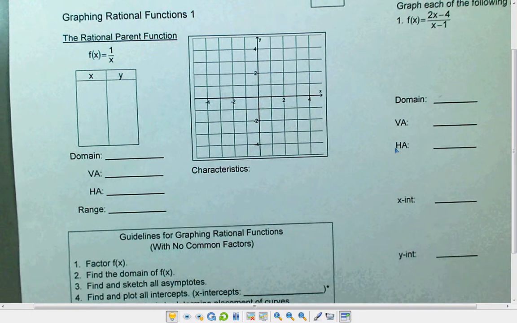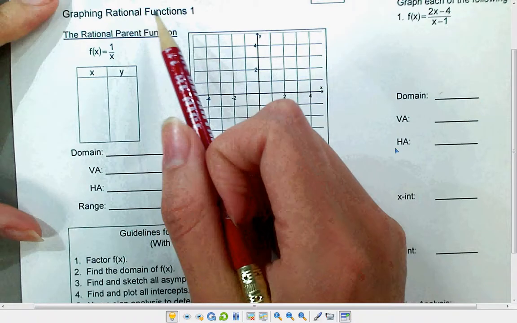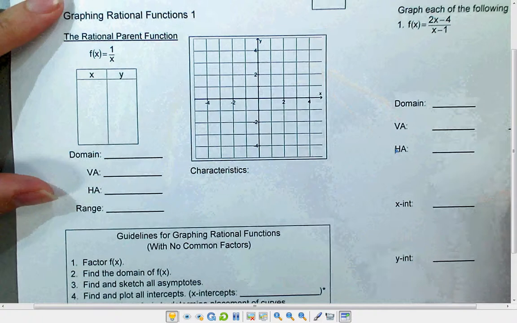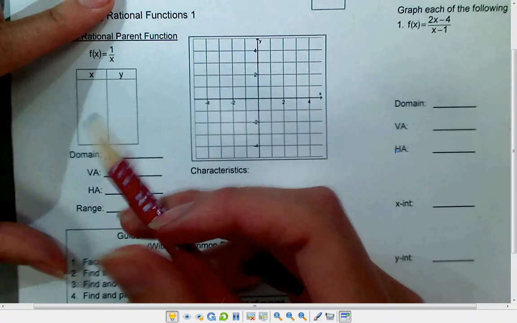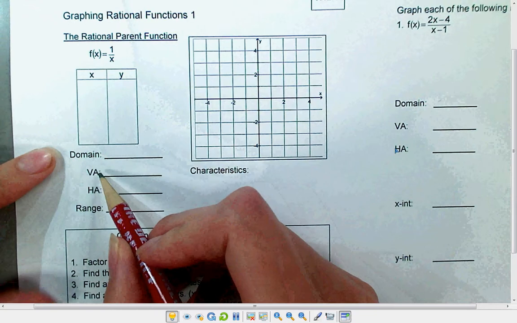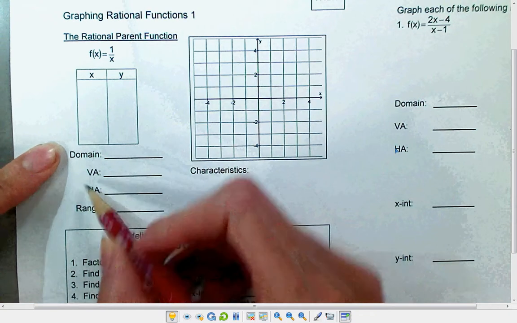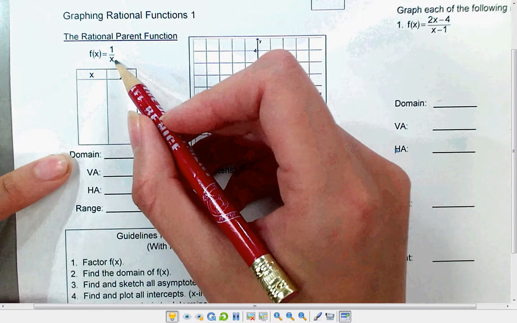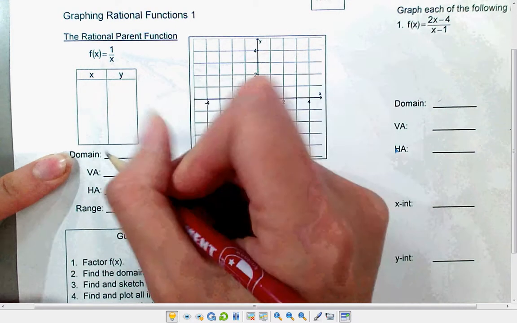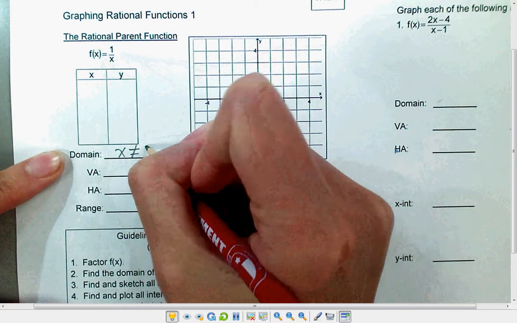Today we're going to start our first day of graphing rational functions, and we're going to spend a couple days doing this. We're going to start off with our rational parent function. We already know how to find our domain, vertical asymptote, and horizontal asymptote looking at our equation. Our domain is just the denominator cannot be equal to 0. In this case our denominator is x, so we just know that x cannot equal 0.